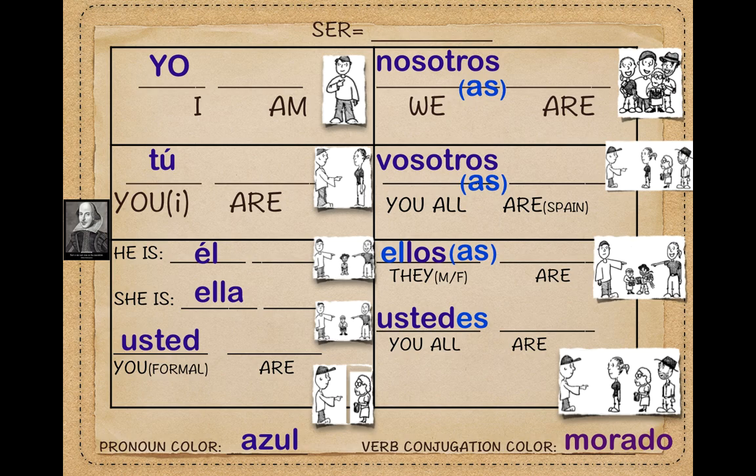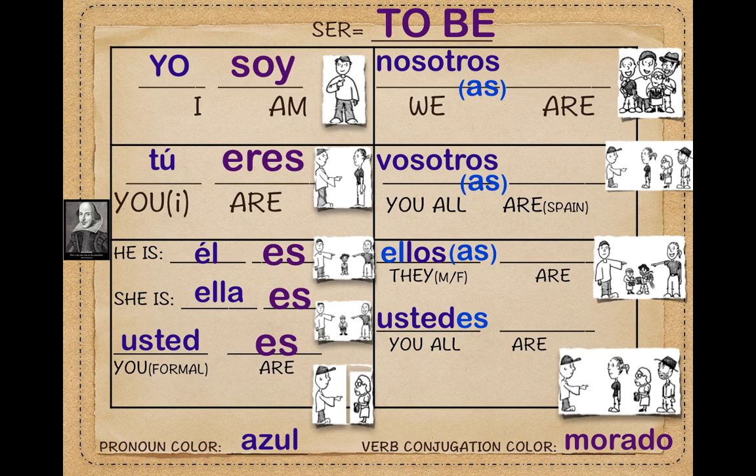So for me to go from ser, which is "to be," I don't go around and say "yo ser, tú ser, él ser," because it would be the equivalent to "I to be, you to be, he to be." So instead we conjugate. For me to say "I am," my conjugation of ser for yo is soy. You are, tú eres. He is, él es. She is, ella es. You are, usted es.